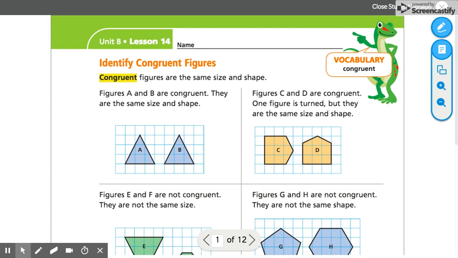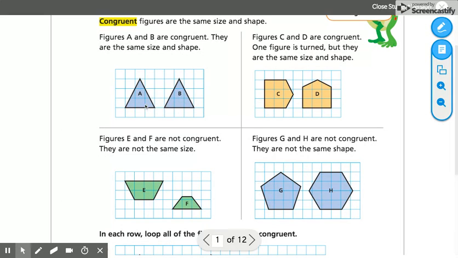This is Mrs. Naslund, and today we'll be talking about transformations and congruency. So we're going to look at some of those transformations that we talked about yesterday, and then also talk about figures that are congruent. Congruent, the definition of congruent, is figures that are the same size and shape. Okay, so they can be in any direction as long as they are the same size and same shape, they are congruent. So let's take a look at these two figures here, figure A and B.